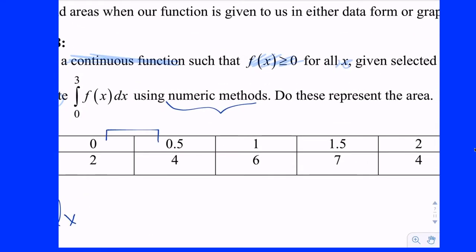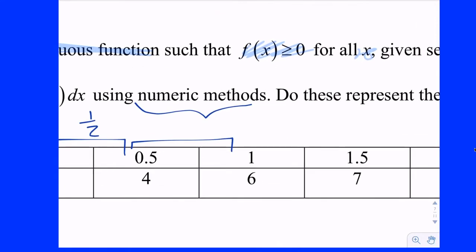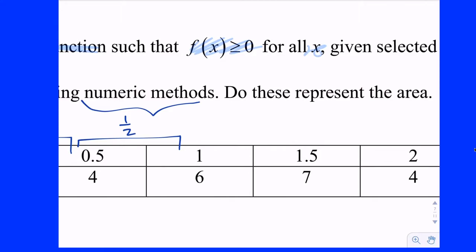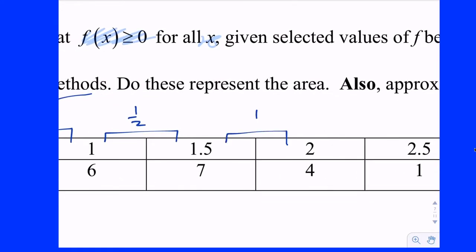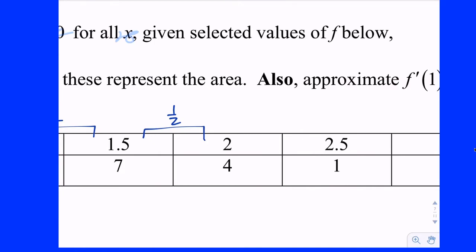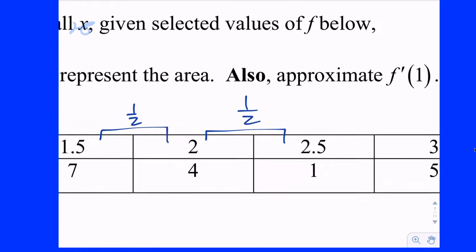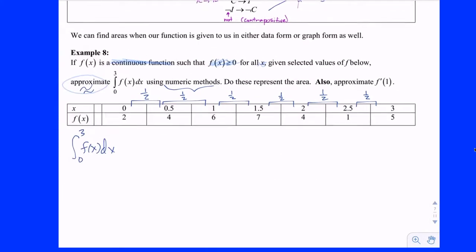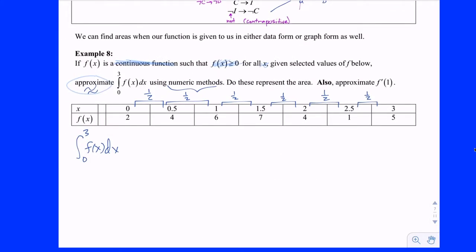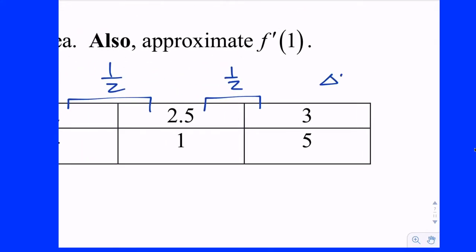From 0 to 0.5, that's a half unit. From 0.5 to 1, that's a half. From 1 to 1.5, that's a half. From 1.5 to 2, that's another half. It's a half so far, so it must be a half all the way through, huh? Don't assume that, because they would be just like me to change it on the very last one. Well, it does turn out that the x's are changing by equal increments of 1/2. So that's your delta x.